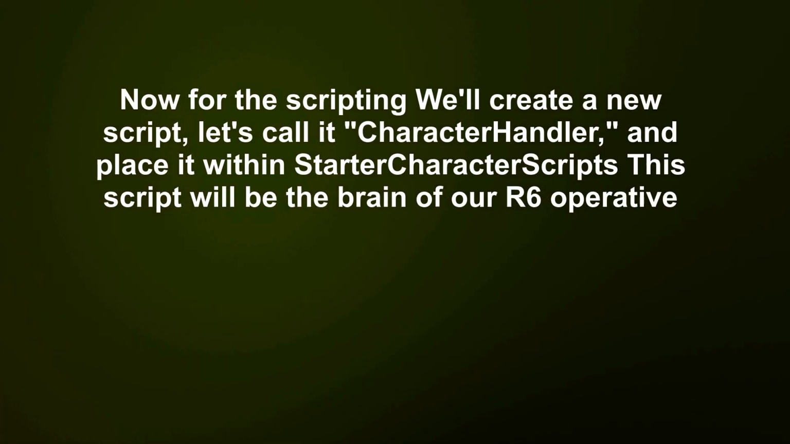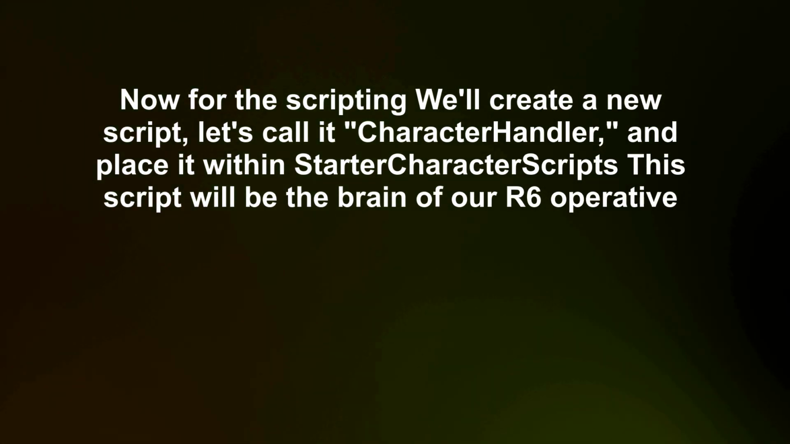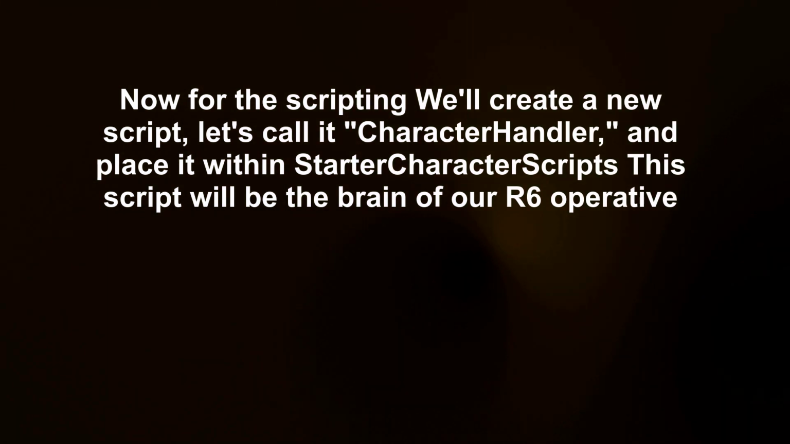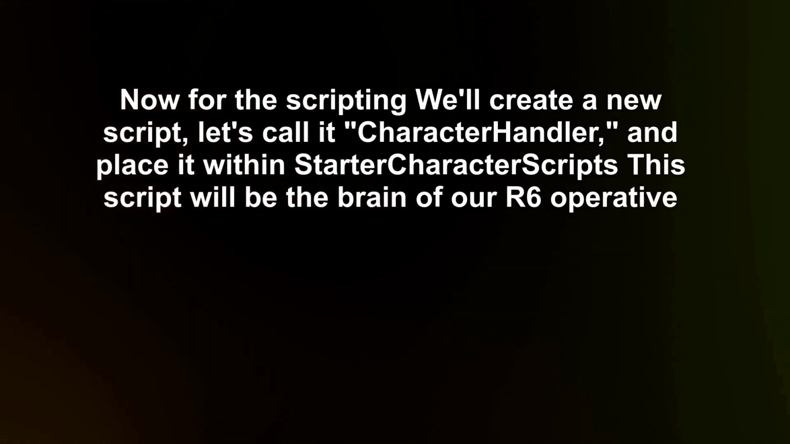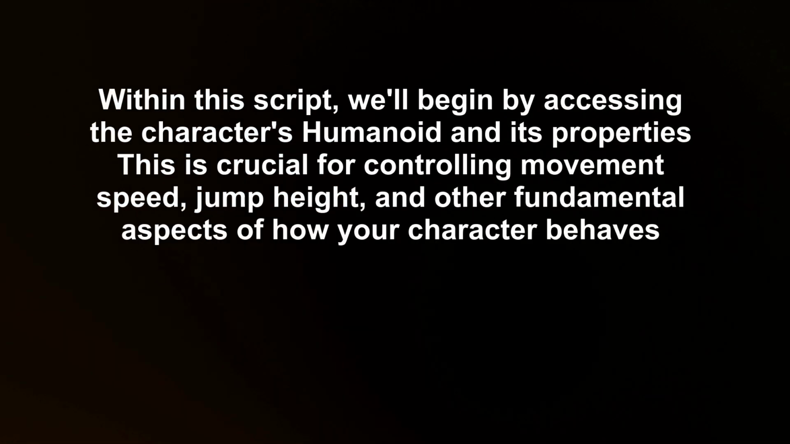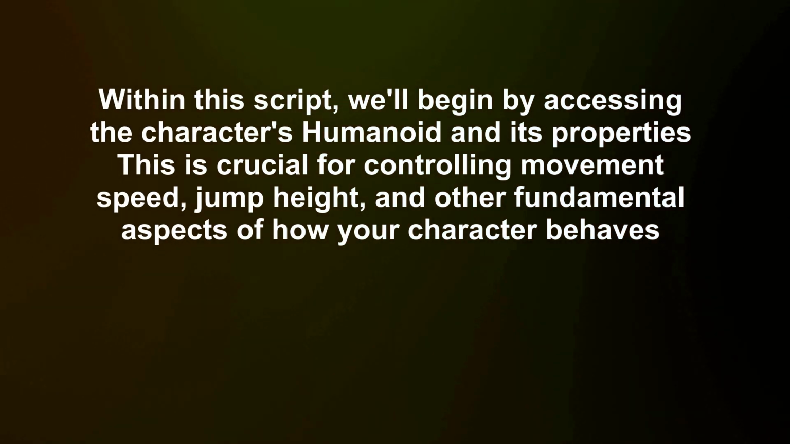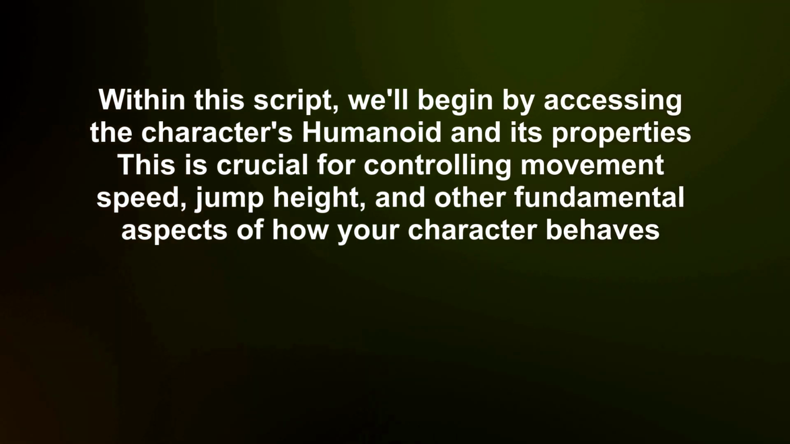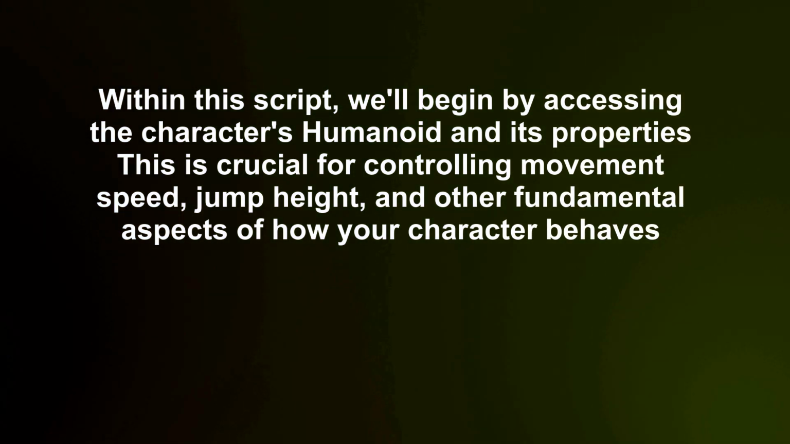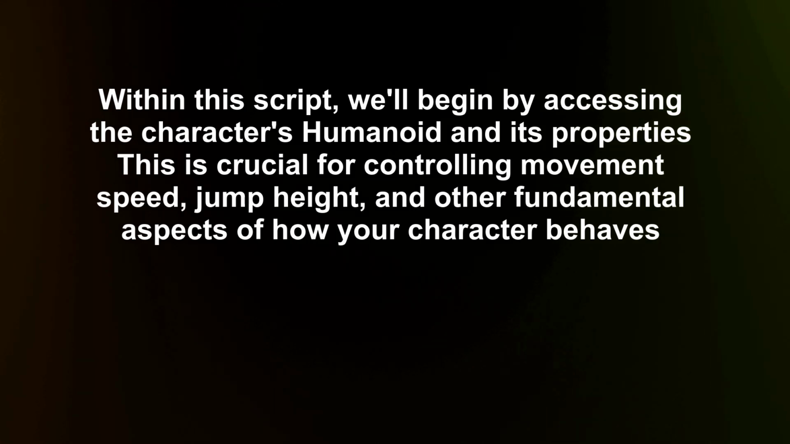Now for the scripting, we'll create a new script. Let's call it CharacterHandler, and place it within StarterCharacters. This script will be the brain of our R6 operative. Within this script, we'll begin by accessing the character's humanoid and its properties. This is crucial for controlling movement speed, jump height, and other fundamental aspects of how your character behaves.